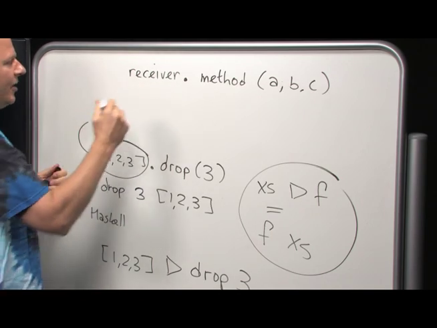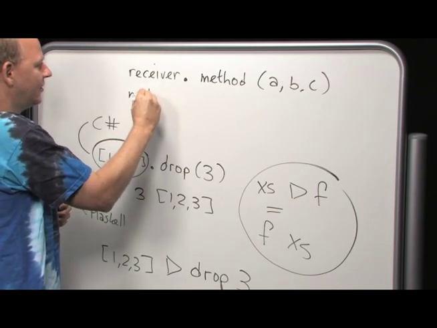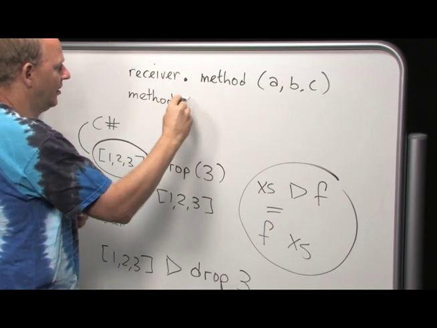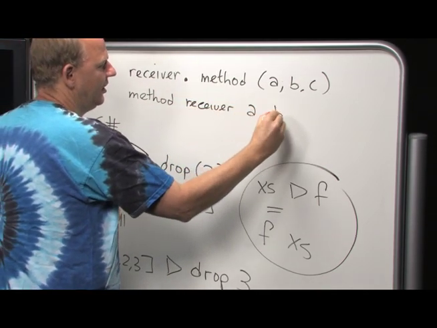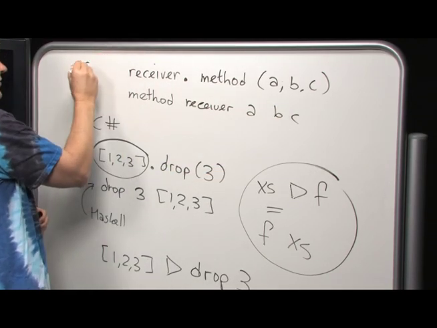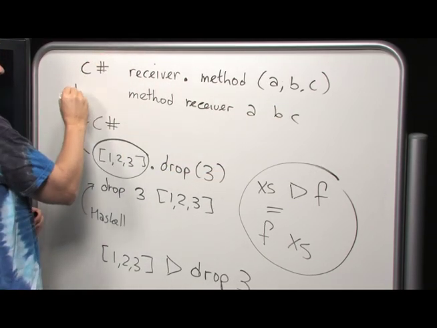In functional programming, you just write method, receiver, A, B, C in Haskell. So this is again C#, Haskell.